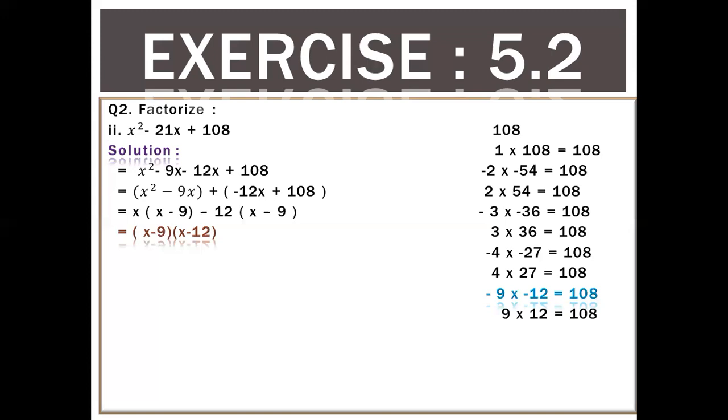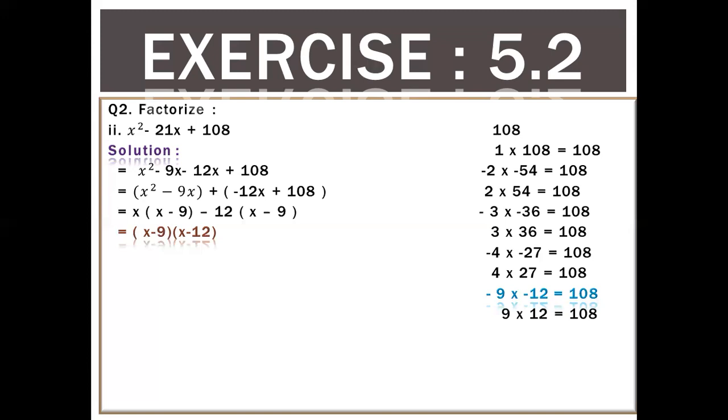x square minus 9x minus 12x. Instead of minus 21x, I write minus 9x minus 12x. You see that 108 and x square are both unchanged. Only we split the middle term. Now this method is familiar for you because the next steps you know how to simplify. First, make partners of the first two terms and the last two terms, x square minus 9x, and we put the positive sign in between the two brackets. You always put the positive sign between the two brackets.